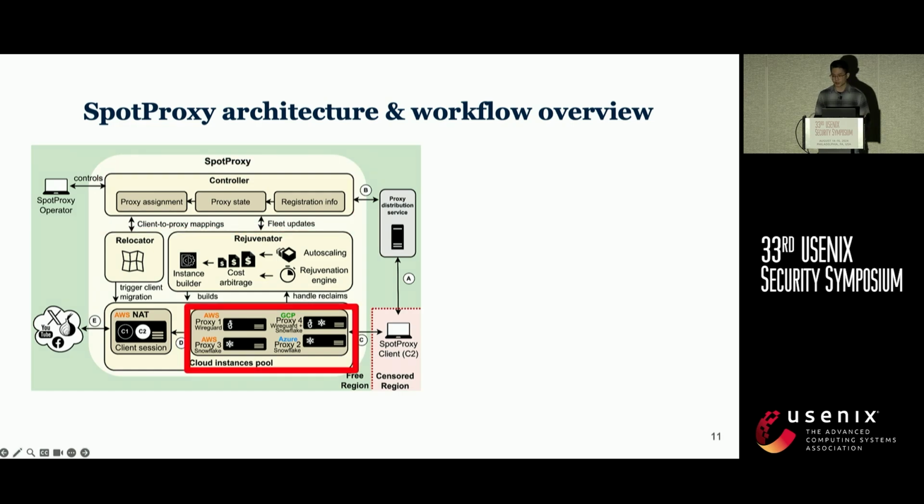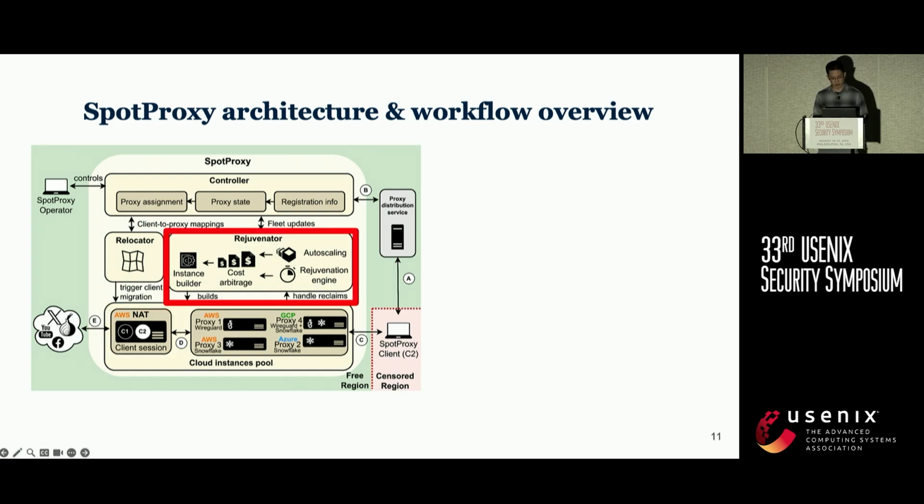From here, the client connects to its assigned proxy, which forwards the request to a NAT device, which preserves a stable vantage point for its intended destination. And this completes the cycle for the initial connection.